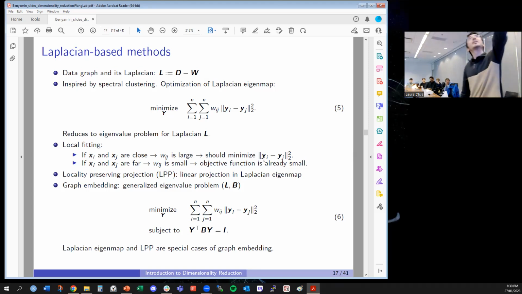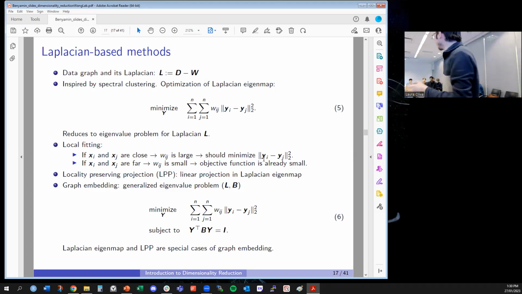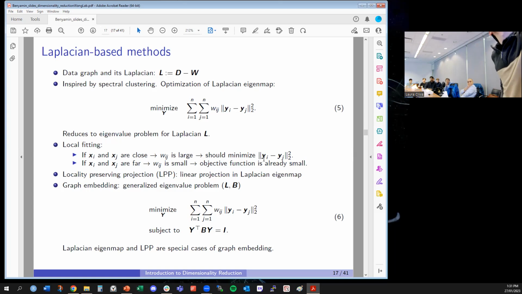It says to minimize this term, where Wij is the adjacency of xi and xj. The closer they are to each other, the larger Wij will be. And yi and yj are their embeddings in the lower dimensional space. Now you tell me, if two points are close to each other, what happens? Their Wij is high, right? If you want to minimize that, therefore you have to reduce the distance between yi and yj. This is exactly what we want.